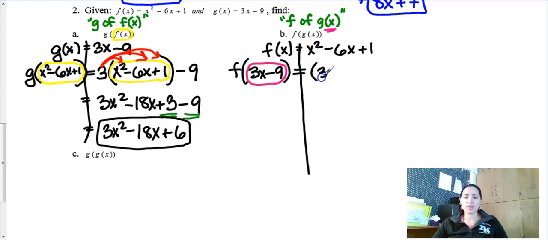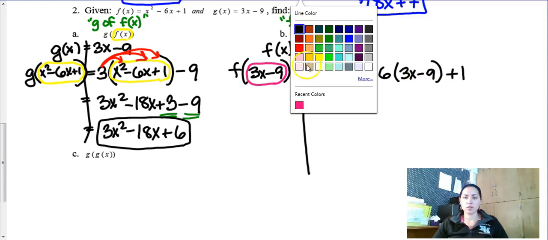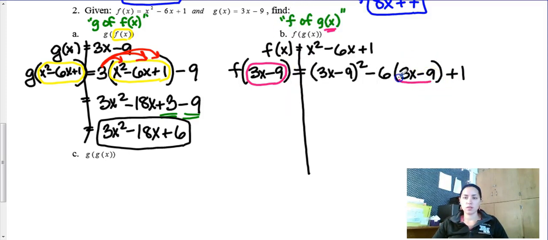So this becomes 3x minus 9 all squared, because this was x squared, so x is now 3x minus 9. The square is still there. Minus 6 times, where I see x, I write 3x minus 9. Close it, plus 1. So I'm just going to pause for a second, look at what we started with, and now look at what it looks like where wherever we saw x, we plugged in g.